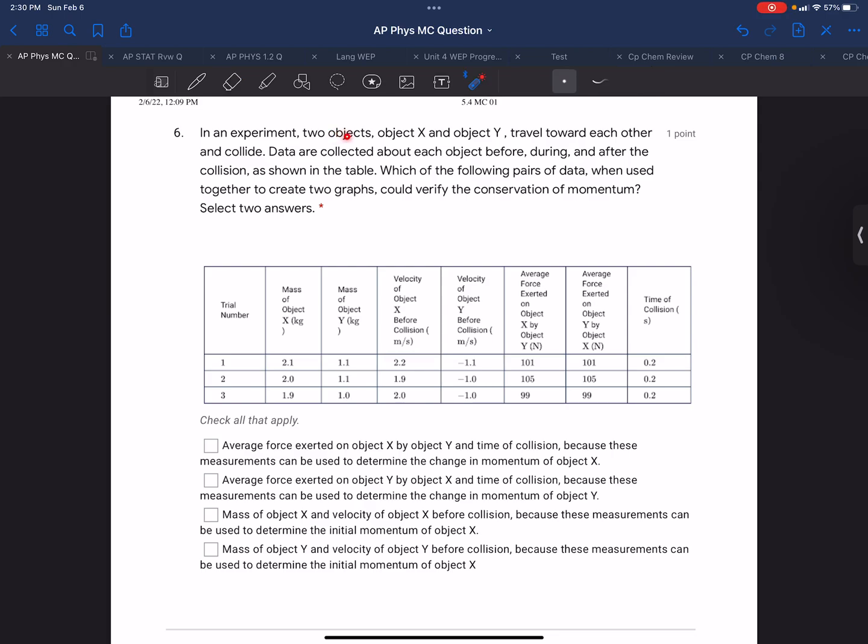In this question, we have two objects, x and y, traveling toward each other, and they collide. Data are collected before, during, and after. Which of the following pairs of data, when used together to create two graphs, could verify the conservation of momentum?